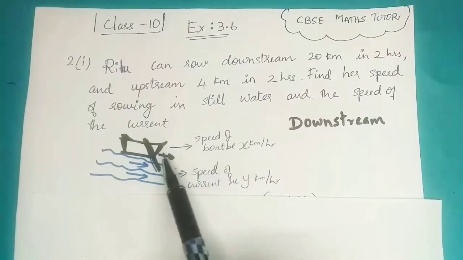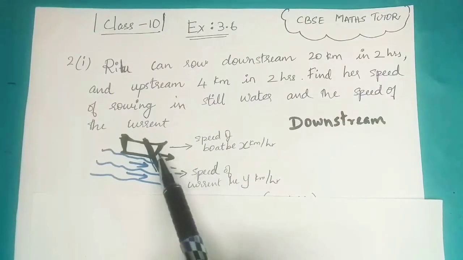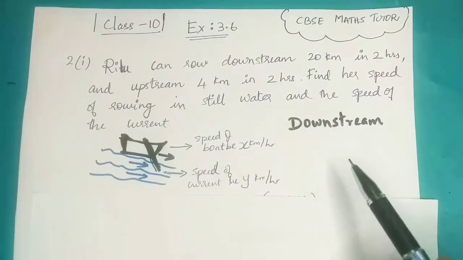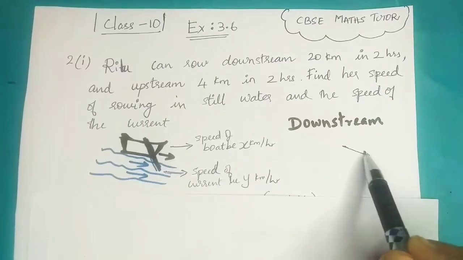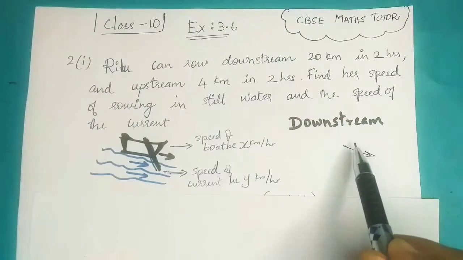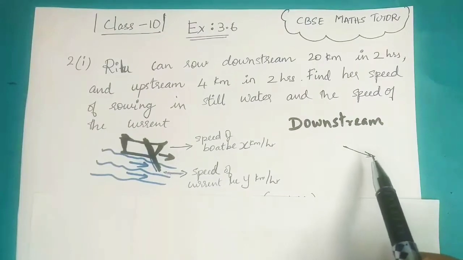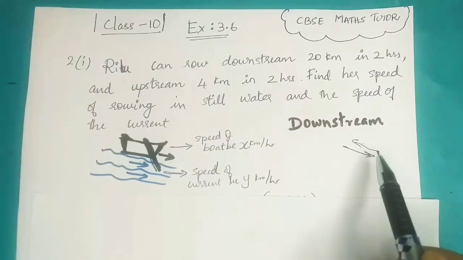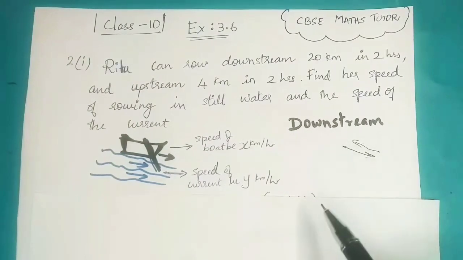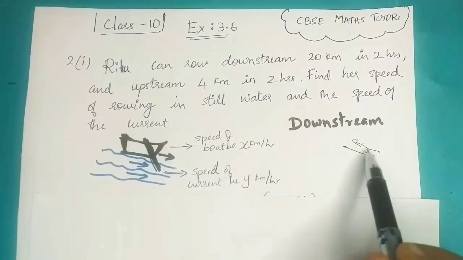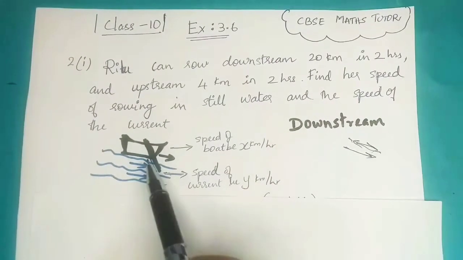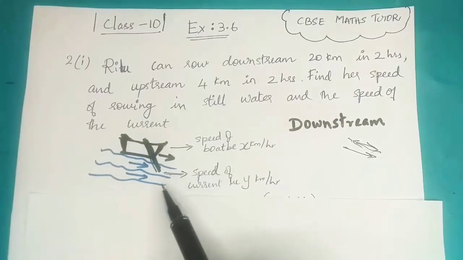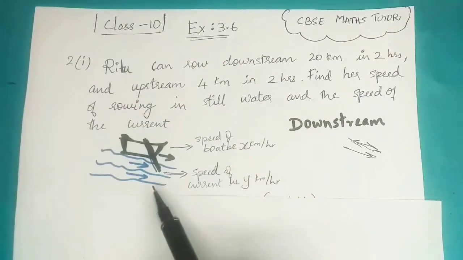So whenever you travel downstream, the speed of the boat increases. Let's imagine you are walking downwards on a slope. You find it easier to walk, isn't it? But whenever you walk upwards, opposite to the direction of the slope, you find it difficult. You have to put more effort to walk the same distance. The same thing happens here. Downstream means the boat is traveling along the direction of the current.